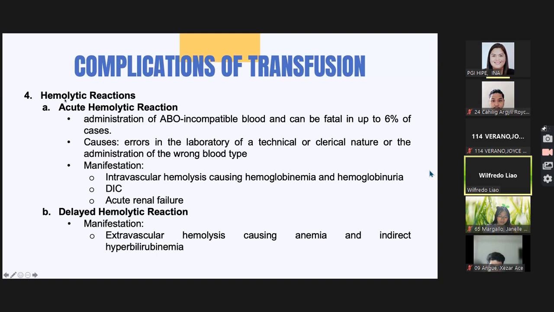Next one, we have hemolytic reaction, under which we have acute hemolytic reaction and delayed hemolytic reaction. Acute hemolytic reaction is the administration of ABO incompatible blood and can be fatal in up to 6% of cases. The causes include errors in the laboratory of a technical or clerical nature or the administration of the wrong blood type. So we have to be very careful. The manifestations include intravascular hemolysis, causing hemoglobinemia and hemoglobinuria. A more severe manifestation is DIC, and it can also include acute renal failure. So that's acute hemolytic reaction. For delayed hemolytic reaction, the manifestations include extravascular hemolysis causing anemia and indirect hyperbilirubinemia.